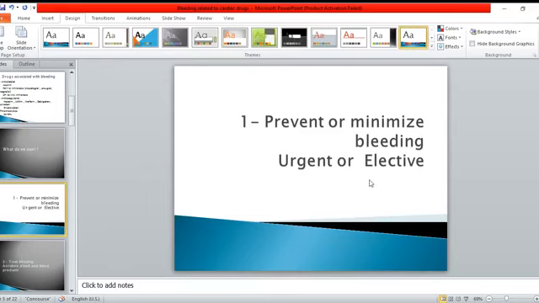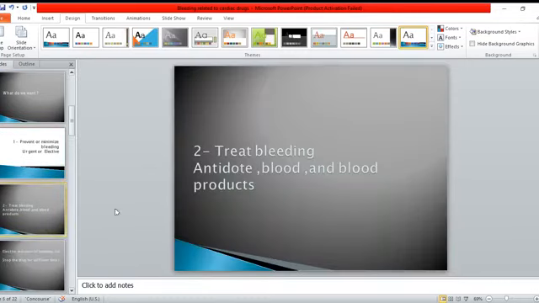Electively, if a patient is planned for some elective procedures or elective surgery, we have to take some action to prevent this bleeding. And also we want to treat this bleeding, as I said, by using specific antidotes and blood products.